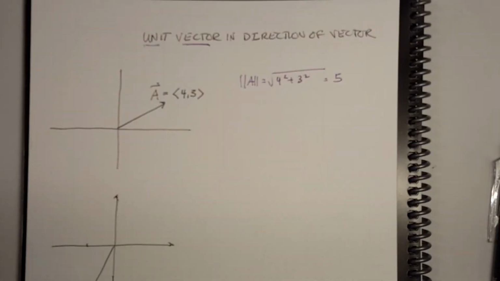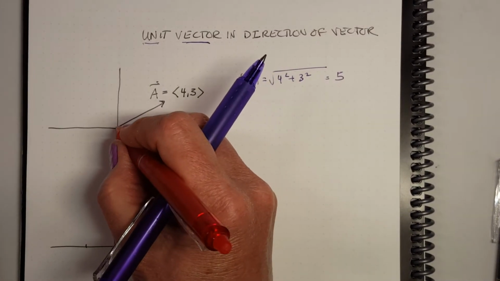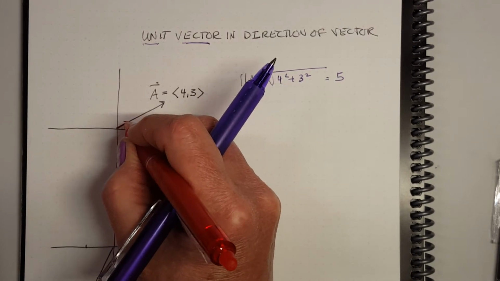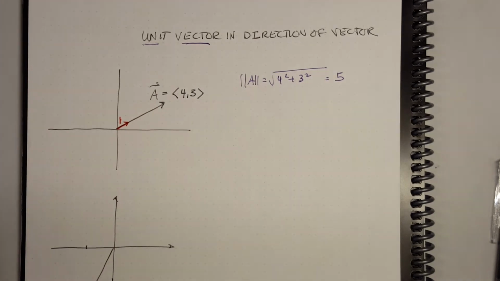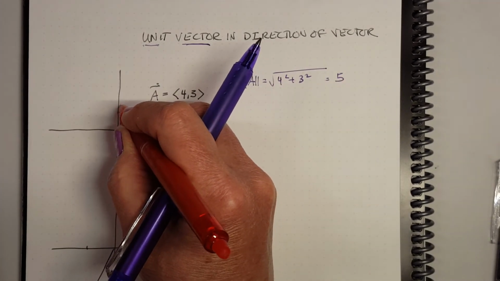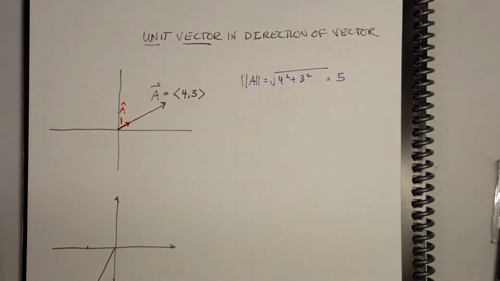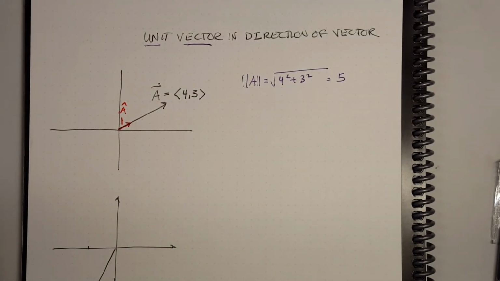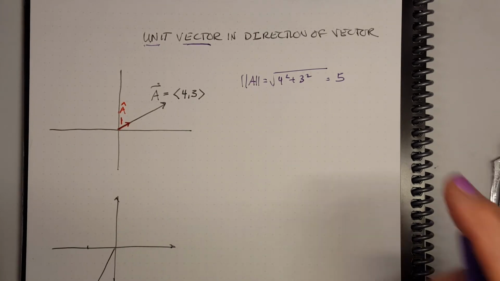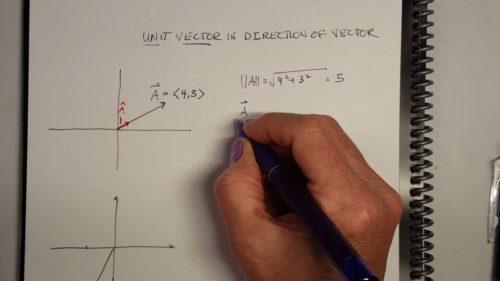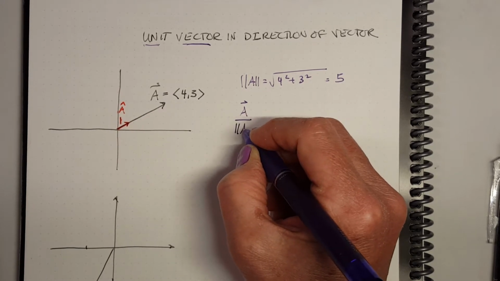We want to find the unit vector that's in that direction. So we want to find this little vector. It's in the direction of A, and it has a length of 1. So we'll call that little vector A hat, because we know that little hat means length of 1. Well, in order to find A hat, it's actually a very quick procedure. All you do is you take vector A and you divide it by the magnitude of A.